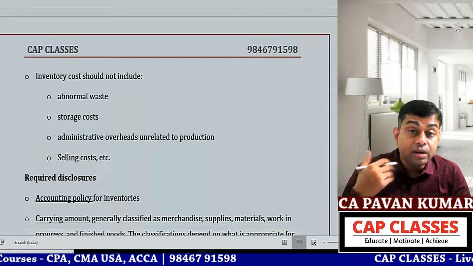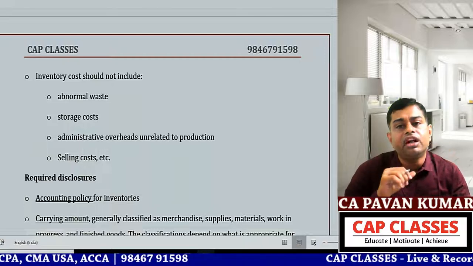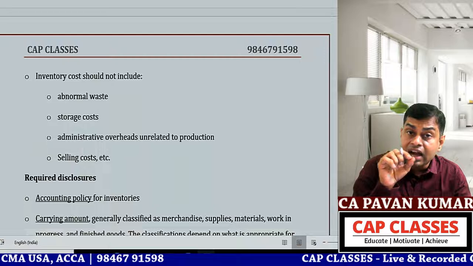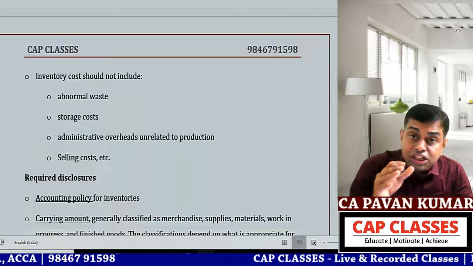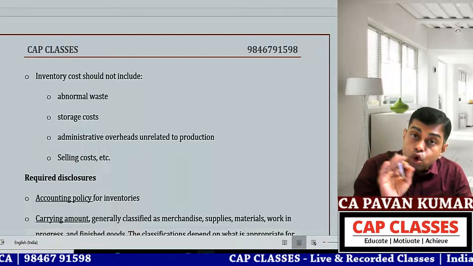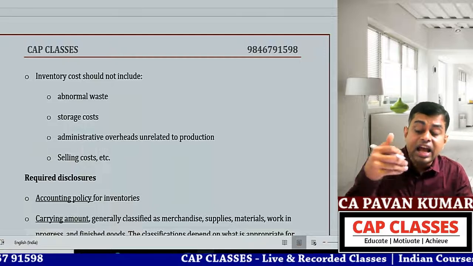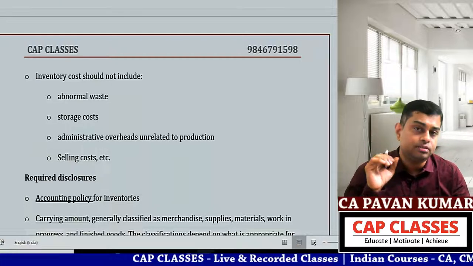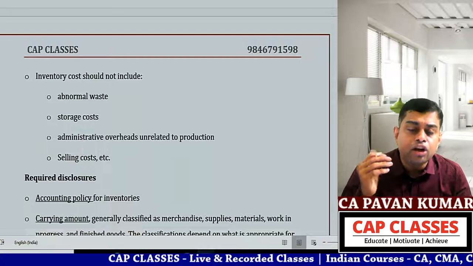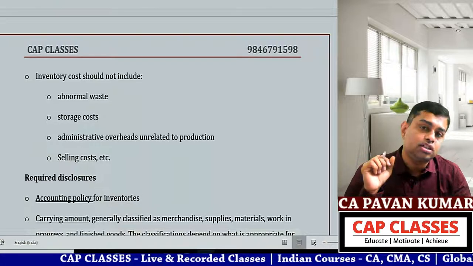Pavan sir, I have incurred administrative overhead which has a connection with production. Include it in inventory. Pavan sir, I had incurred some administration overheads that do not have any connection with the production. Do not include that administrative overhead in inventory. Expense it off to P&L. Treat it as period cost. Don't treat it as product cost.